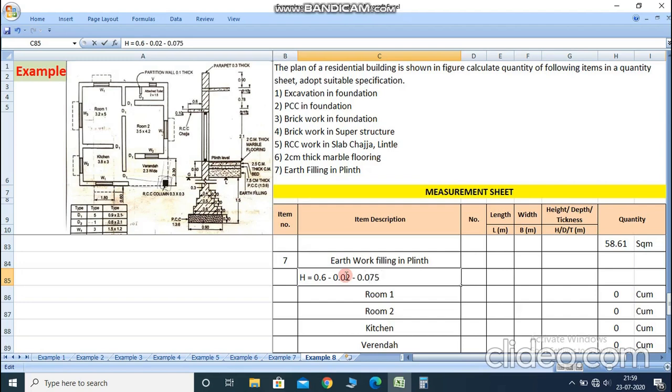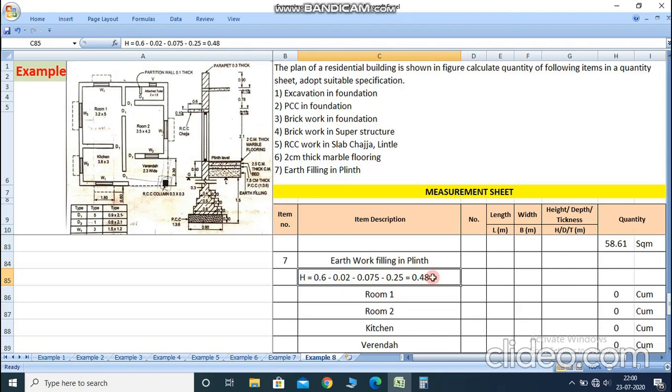Then minus 0.075, minus 0.25, the thick bed that is provided, so minus 0.25. So we get the answer 0.48. So up to 0.48 height, we fill up the soil, where earthwork filling is required.